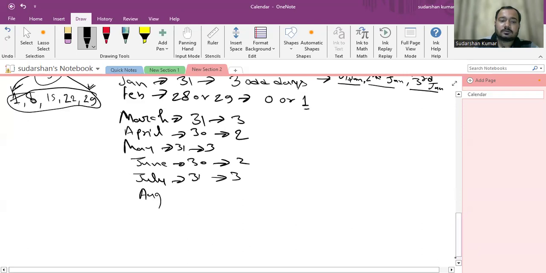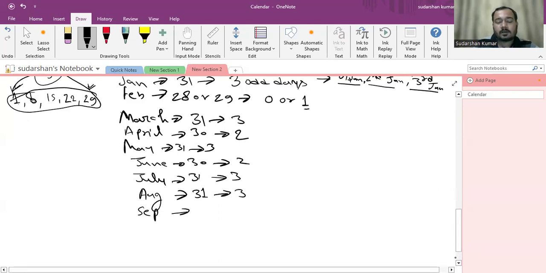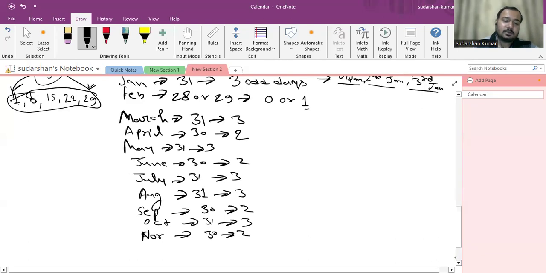In August, 31 days and there are 3 odd days. September, there are 30 days, 2 odd days. October, 31 days, 3 odd days. And the next one is November, 30 days, 2 odd days. In December, there are 31 days, 3 odd days.